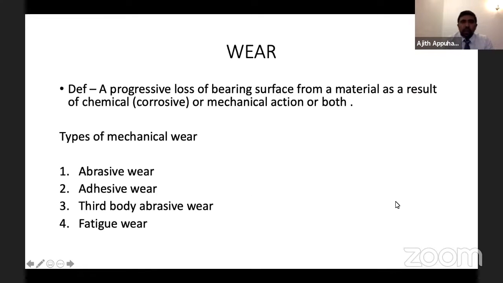We'll start with what is wear. You need to know the definitions of wear, because sometimes they might start your Viva table: "Okay, tell me what is wear." If you don't know the definition, the first impression is quite important to carry on the Viva table and to get more marks. So your definition should be very clear-cut and very defined. It is the progressive loss of bearing surface from the material as a result of chemical or mechanical action, or due to both.